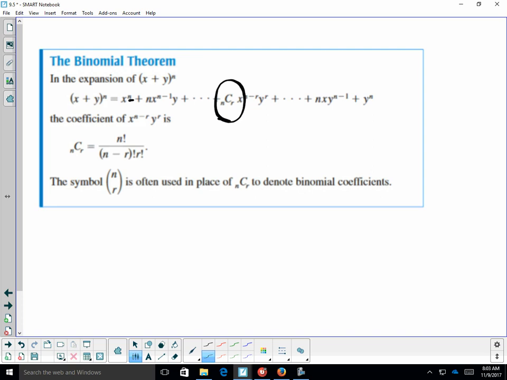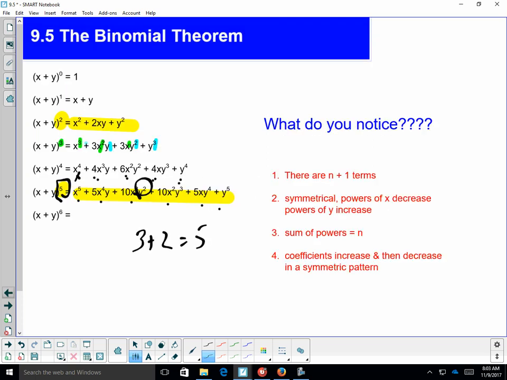That is a combination, which is a statistical thing, and that's how I'm going to find the number that I should put in front. That's how I come up with the 1, the 5, the 10, the 10, the 5, and the 1, is by doing that. Some things that you should know.